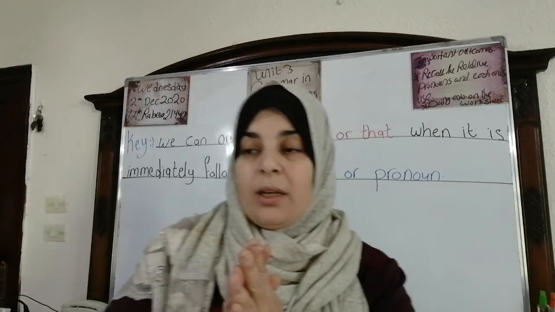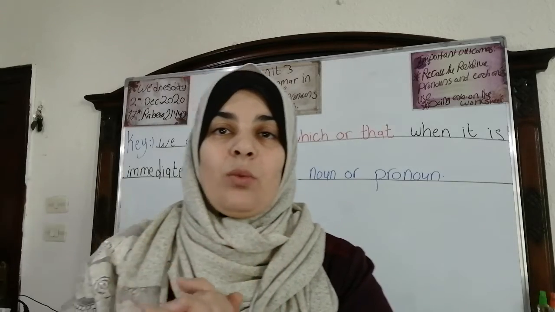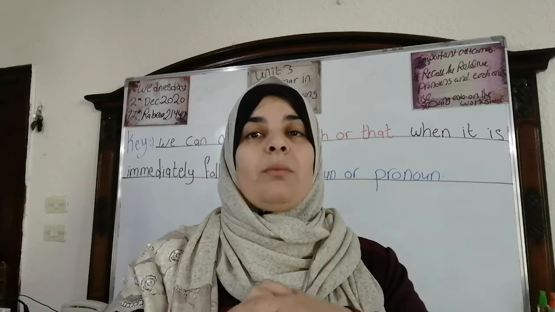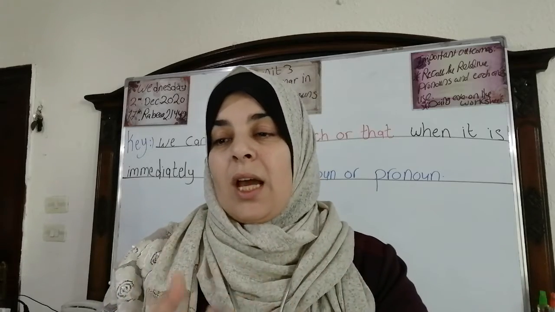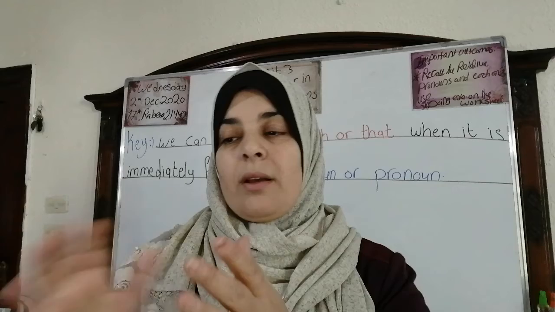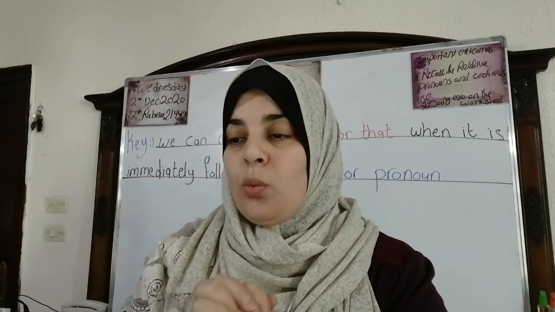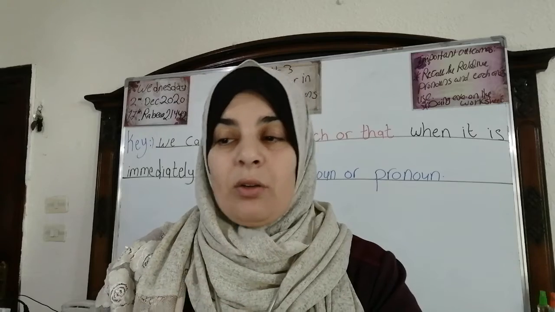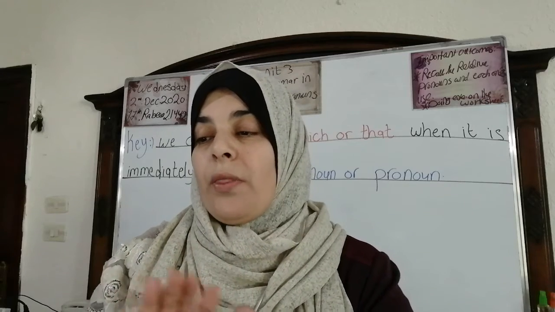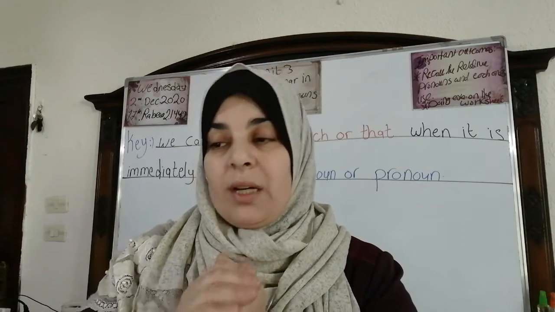Number 6, why. It's about reason, giving reason. We have when to give time. We have where to talk about place. And now we are going to take the examples. We have number 1. We don't know the person who donated this money.